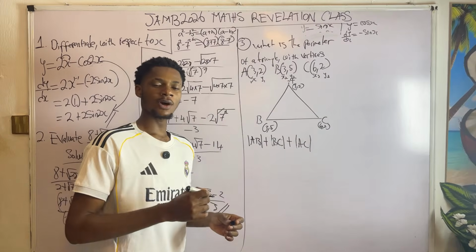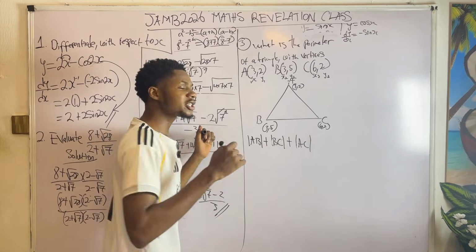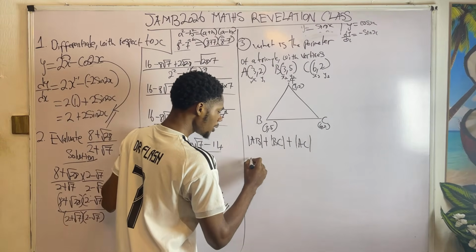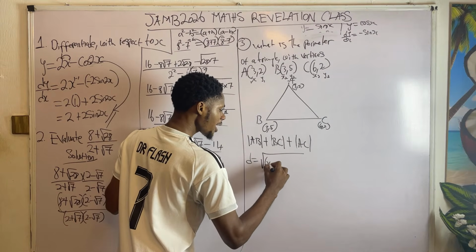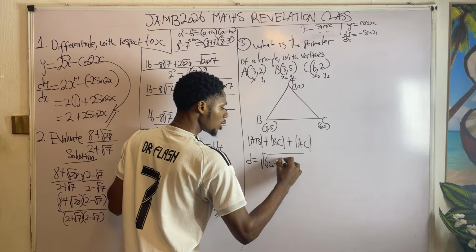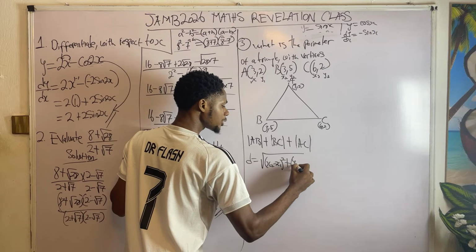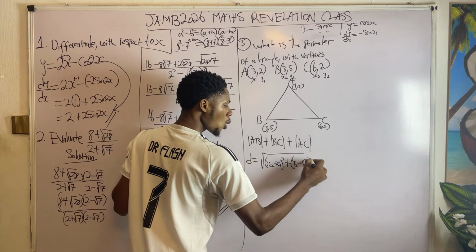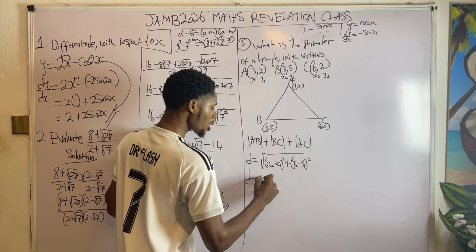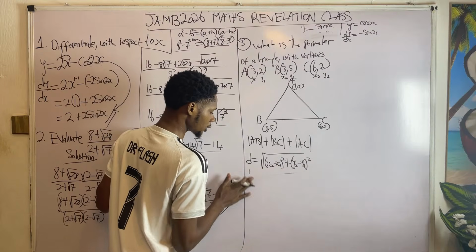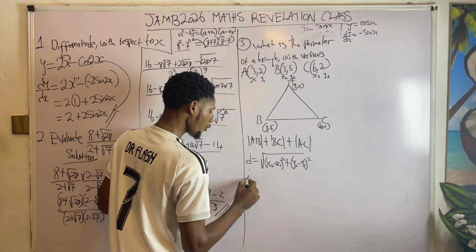Remember the formula. What is the formula for solving the distance between 2 points? The distance D between 2 points is given as the square root of (x2 minus x1) all squared plus (y2 minus y1) all squared. Let us solve for the first one, AB.